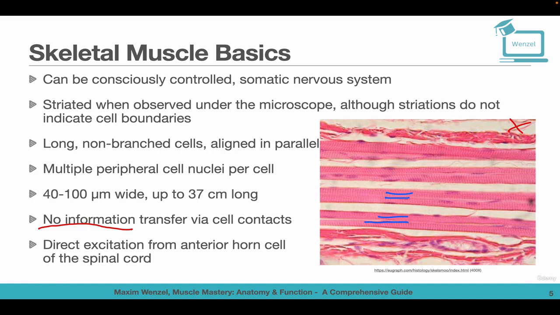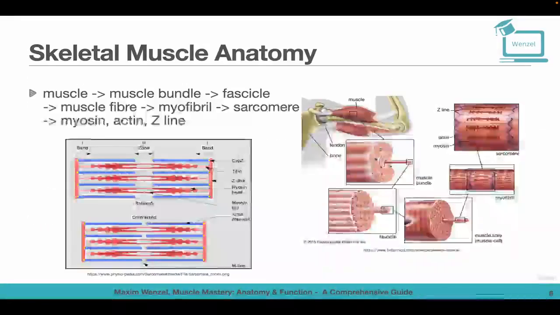We have a direct excitation from the anterior horn cell of the spinal cord. So the spinal cord is in your back and the muscles will be activated by the anterior horn cell.